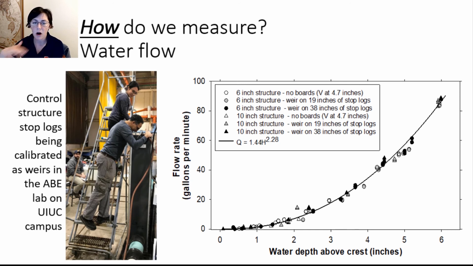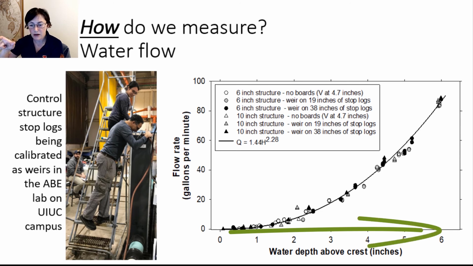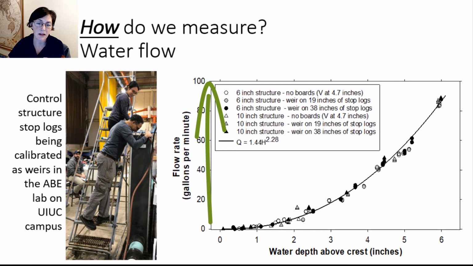We pump different water flows through the structure, and we get a curve like what you see on the screen, where we can relate water depth above the stop log in inches here with a flow rate through the structure, which here is in gallons per minute.